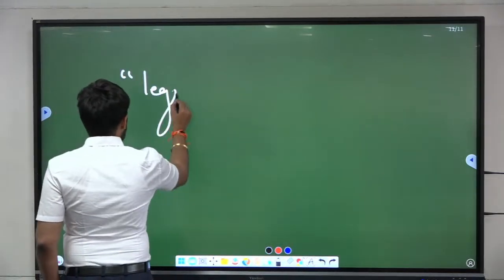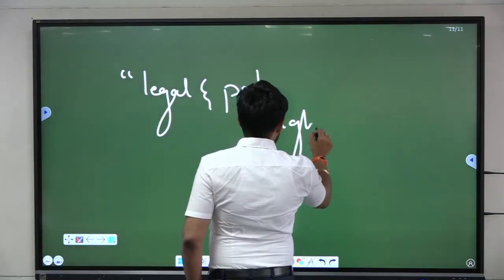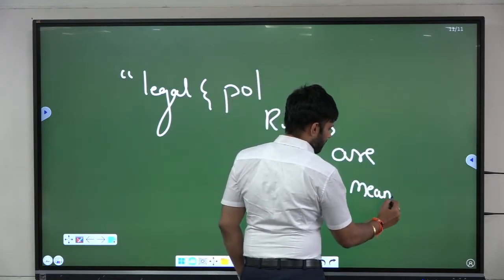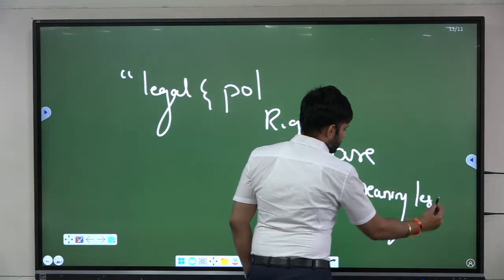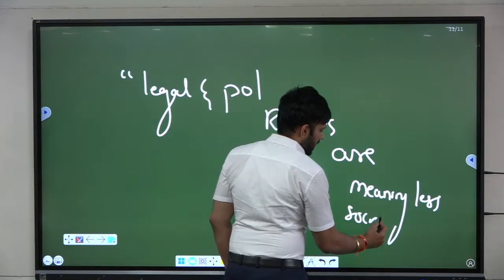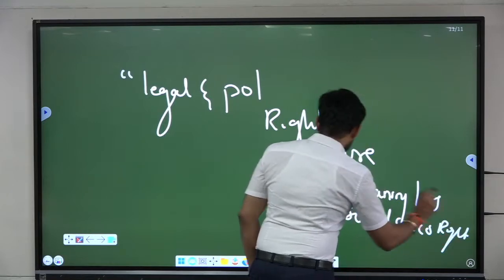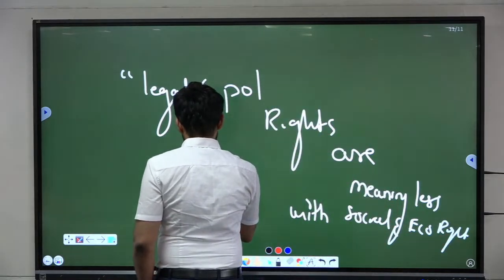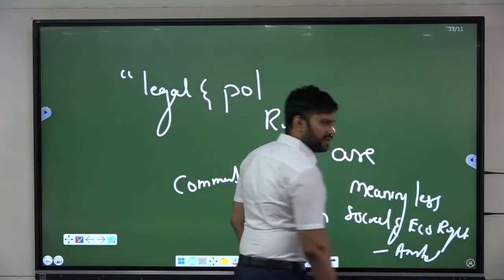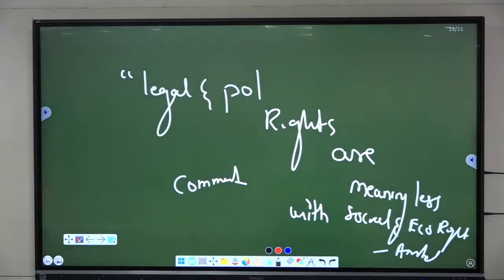Legal and political rights are meaningless without social and economic rights. Okay, let us think. They have given the question, comment, and they have also given Ambedkar. Ambedkar actually said this about democracy; I have just changed it to the word rights. Now tell me what comes to your mind.